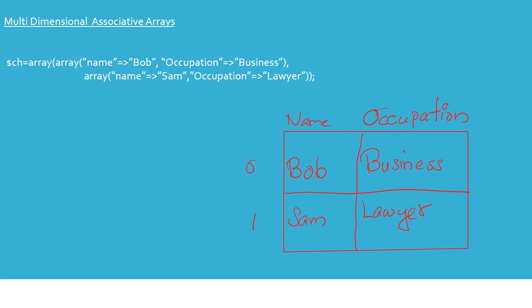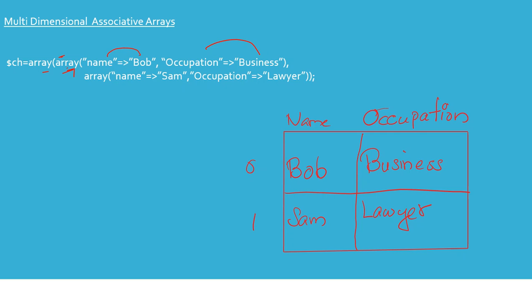Now to create multi-dimensional associative arrays, again we may use the array function. For this array function, which is inside this bracket, you can see instead of giving direct values, we are using the index value pair. So this is one index value pair: name is going to be the index, Bob is going to be the value. This is another index value pair with occupation as the index and business as the value.